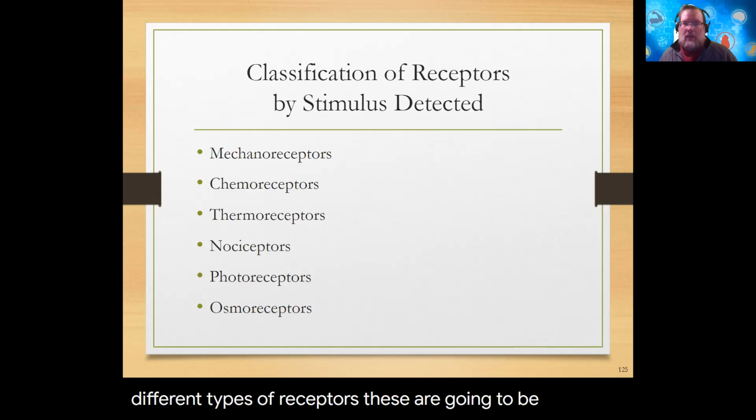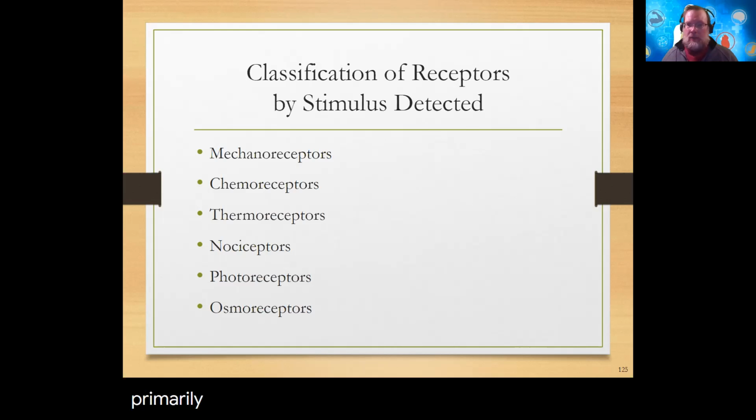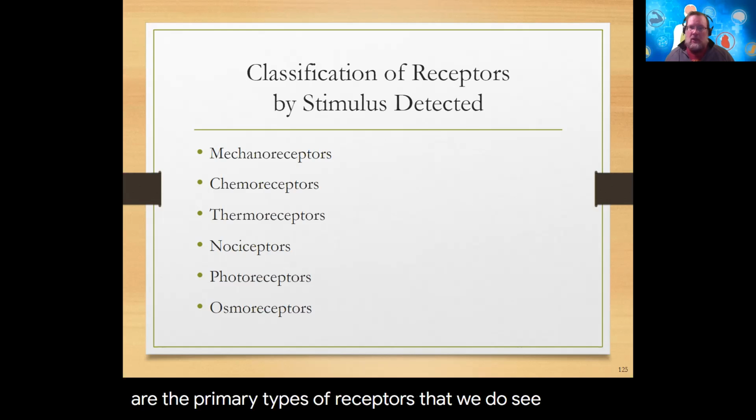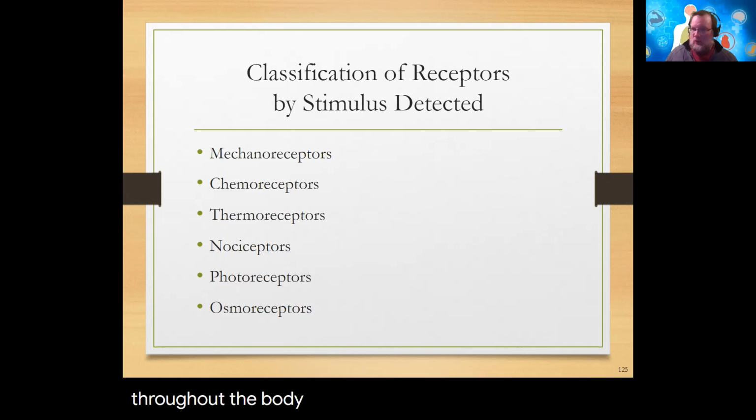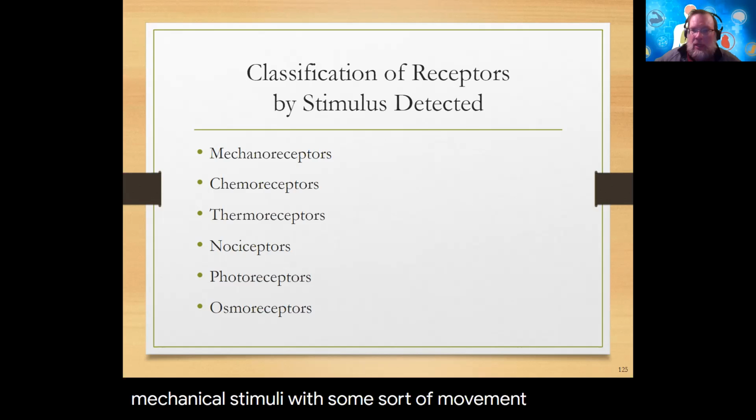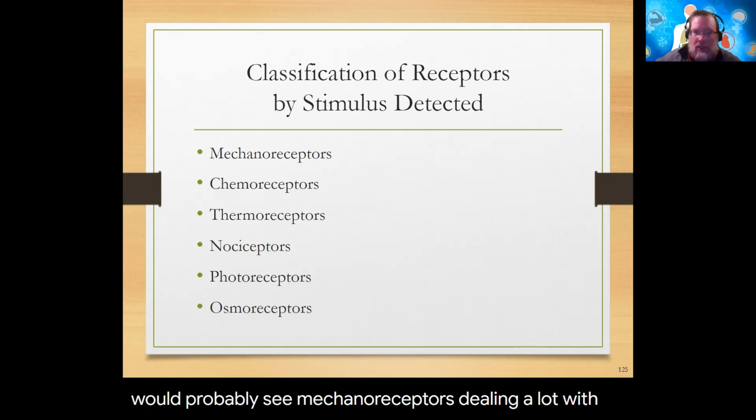These are going to be, again, primarily, these could be extero or interoceptors, but these are the primary types of receptors that we do see throughout the body. Mechano, and again, the name tells you a lot about what's going on. So mechanoreceptors are going to deal with mechanical stimuli, with some sort of movements that may be going on with the cells, tissues, and organs. So we would probably see mechanoreceptors dealing a lot with muscle, right? Skeletal muscle.